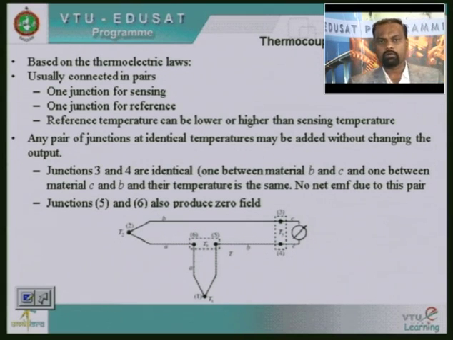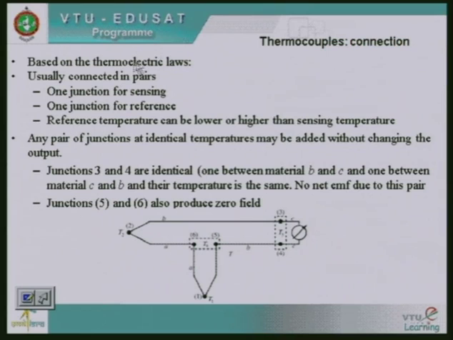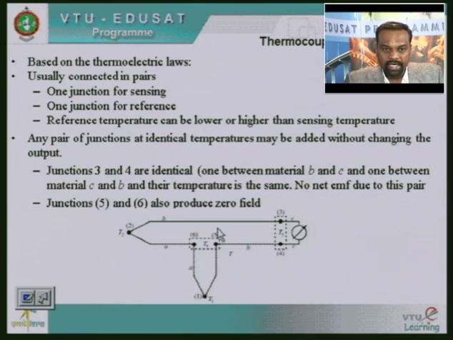Now, how do we use these thermocouples? These thermocouples can be used in a similar way, which is shown in this picture. We can use one junction for sensing, one junction for reference. Reference temperature can be lower or higher than sensing temperature. So what we now have is a thermocouple consisting of material A and another material, B.